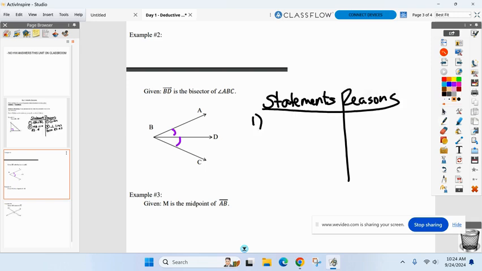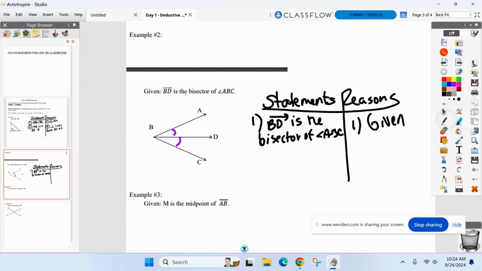First one, always the givens. You don't get credit for that, by the way. No partial credit because you can tell me the givens are true. And that's true because it's given. Now tell me what you did on your diagram. That's how you can get your second statement. Tell me what you did on the diagram.